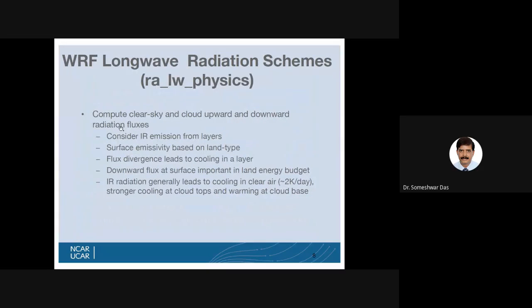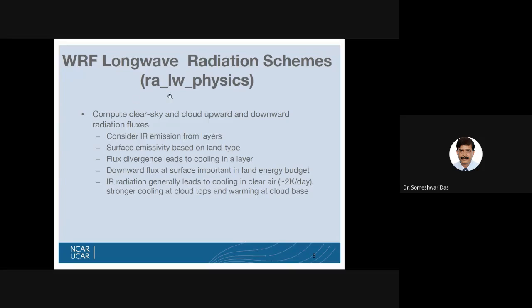As you know, the radiation has two parts. One is the long wave radiation, another is the short wave radiation. In the WRF model, the long wave radiation part is controlled by the parameter ra_lw_physics. RA stands for radiation, LW for long wave, and physics for the physics option. This parameter controls the type of long wave radiation parameterization that you want to use in the model, and we shall see what options are available.